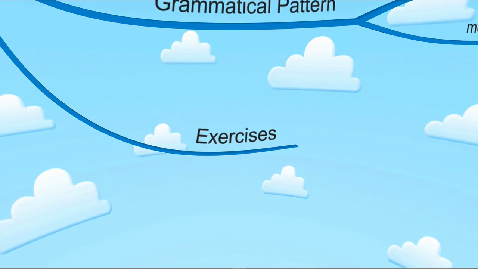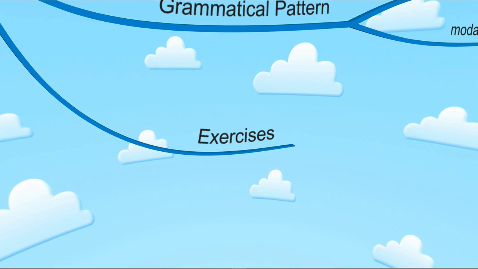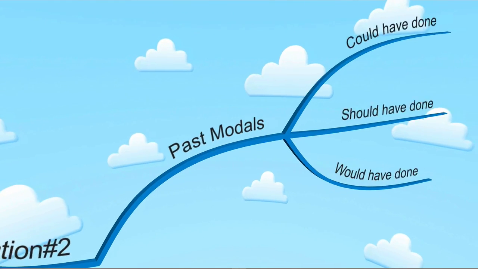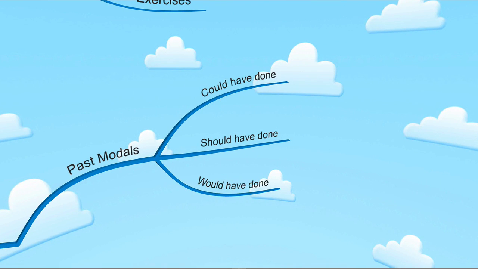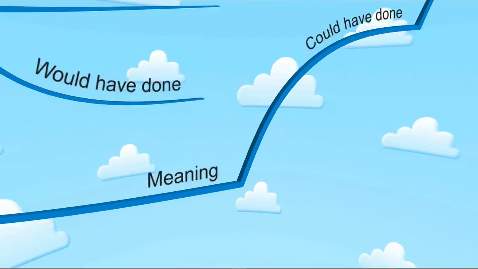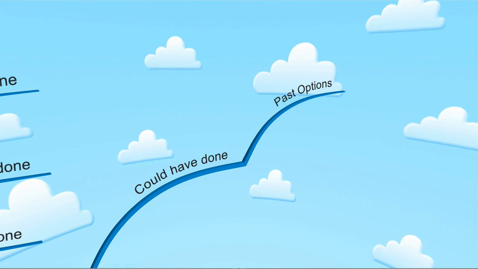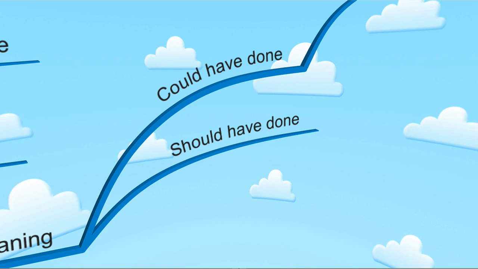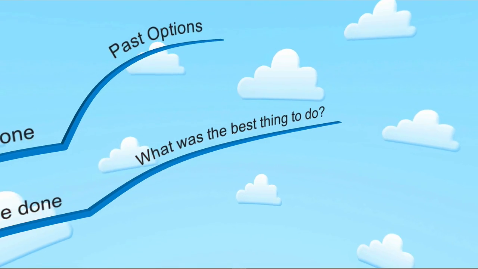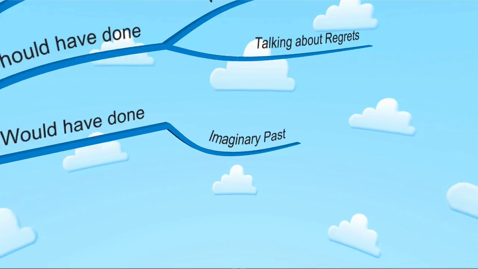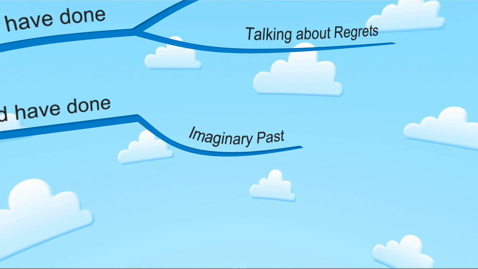After that, there'll be some exercises for you to practice what you've learned. In the second presentation, we'll learn all about past modals. Could have done, should have done, and would have done. We'll take a look at the meaning. Could have done is used to talk about past options. Should have done is used to say what the right thing to have done was, and to talk about regrets. Finally, would have done is used to talk about an imaginary situation in the past.